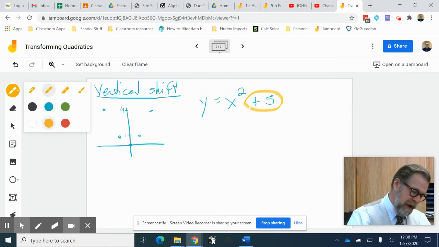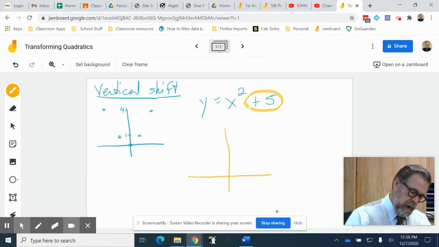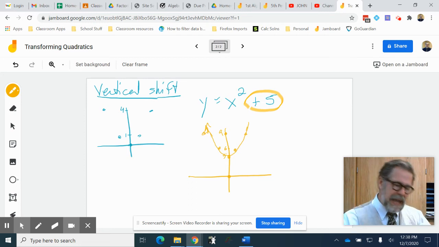So my graph now is going to be at, well, I didn't really make it tall enough. My graph now is going to be at 5 instead of 0. It's going to be at 6 instead of 1. And it's going to be at 9 instead of 4. And similarly, oops, that was a horrible graph. Similarly, I could also add a negative number.